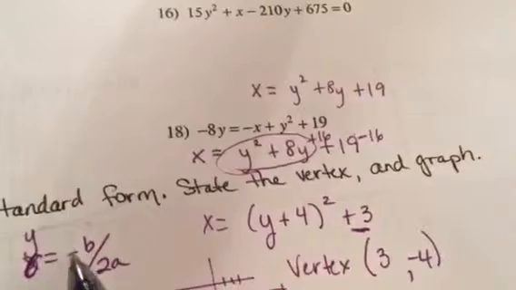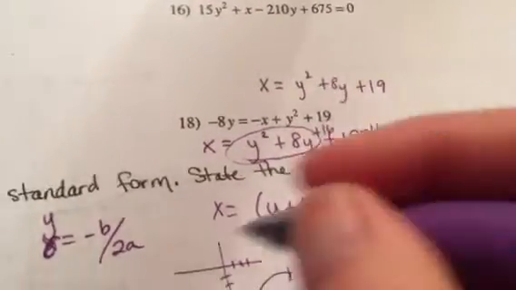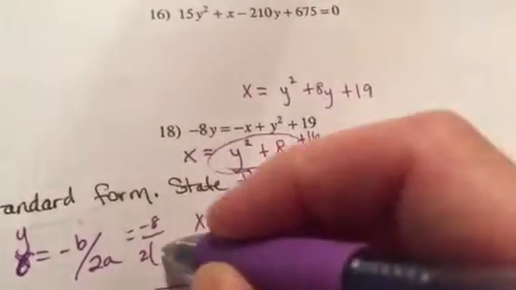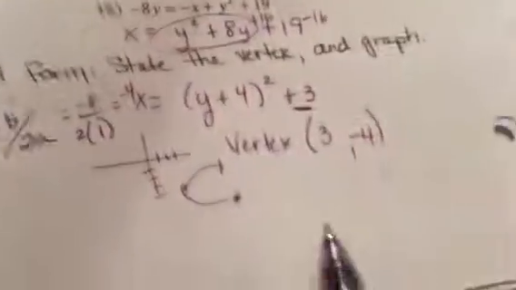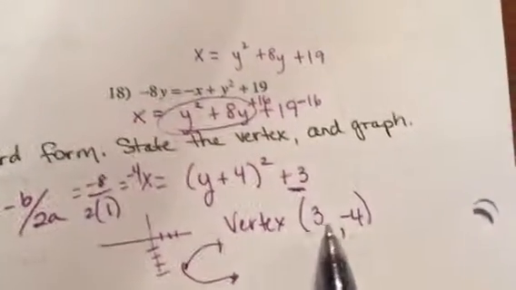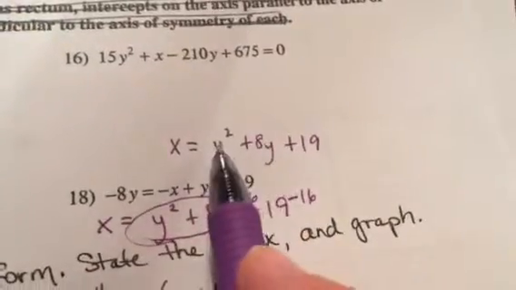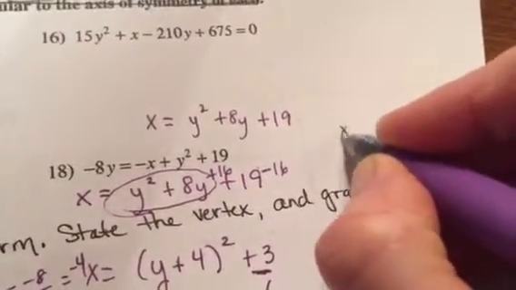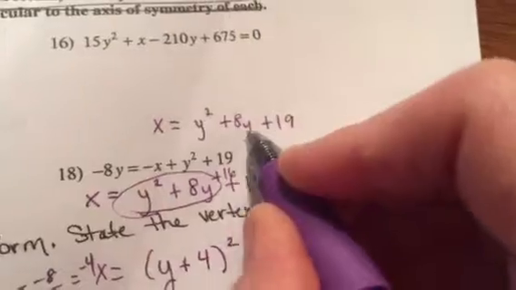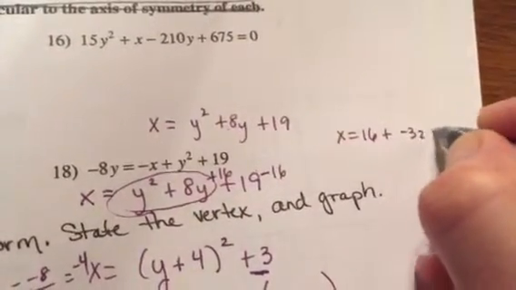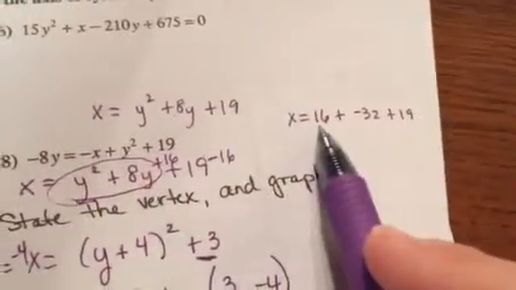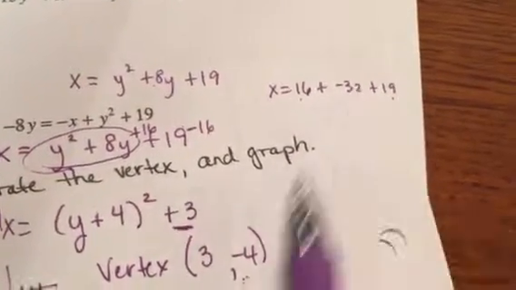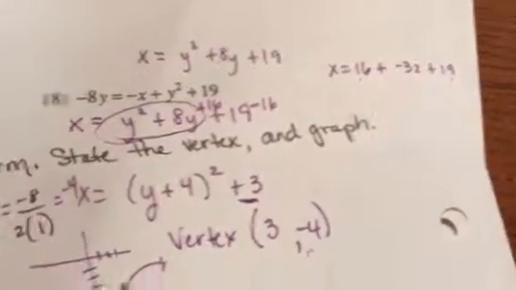So if this wants the -b, that's going to give you a -8 all over 2a, and a is 1. Notice that gives me a -4, and that's what you got. To find the other one, you have to plug in the -4. So if you plug in a -4 right here, you would get 16. And if you plug in a -4 in there, you get -32 plus 19. I would probably do this: 16 plus 19 is what, 35, minus 32, you can see is 3. So that's how you would get that variable right there.